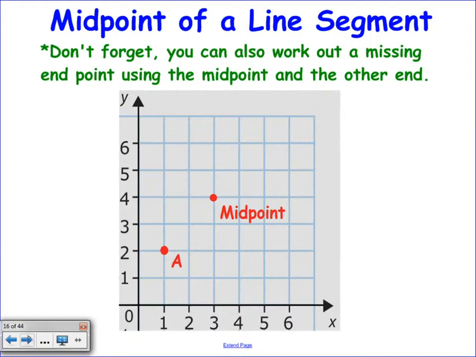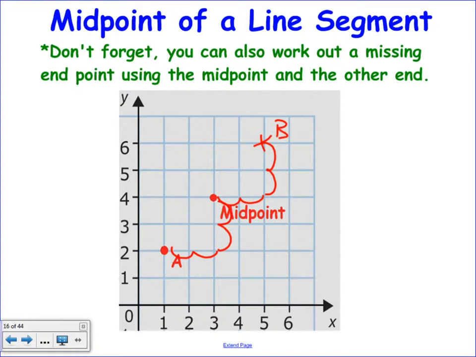So all you do is exactly what we did in the previous slide. You count 1, 2 along, 2 up. So all you need to do is go 2 along and 2 up. So point B is the other end of my line segment. Can you see what I've done there?